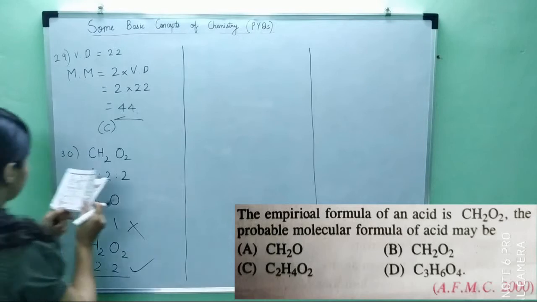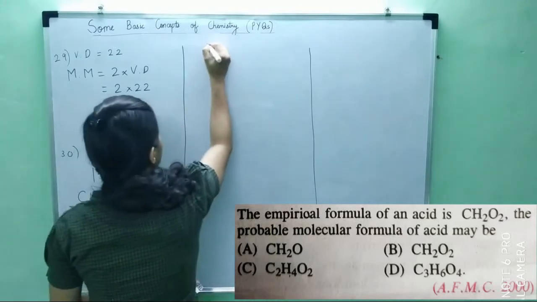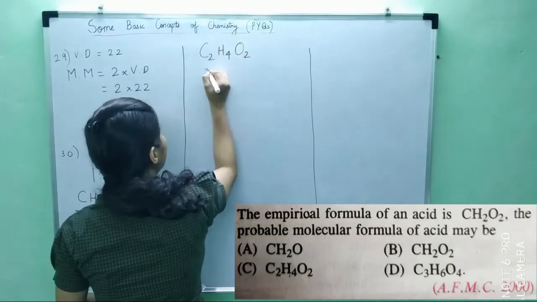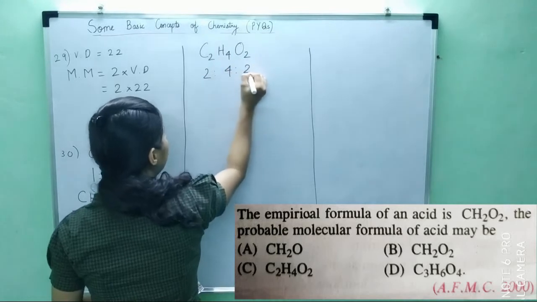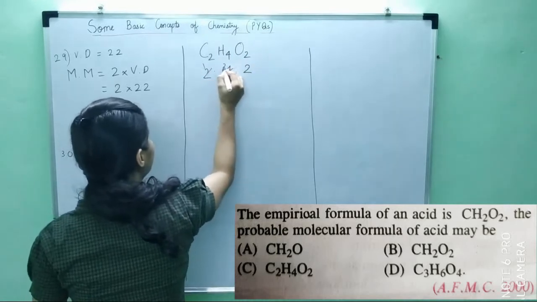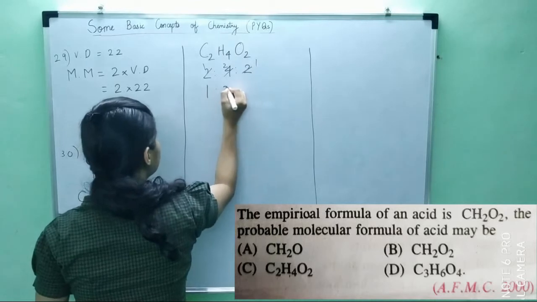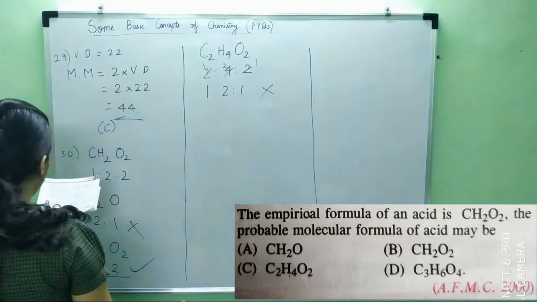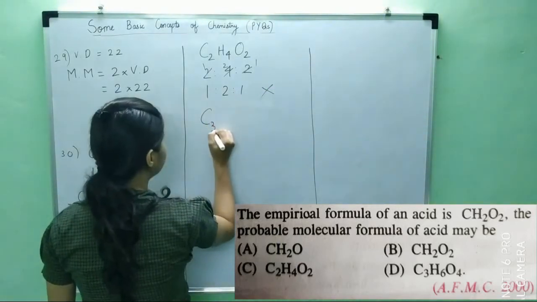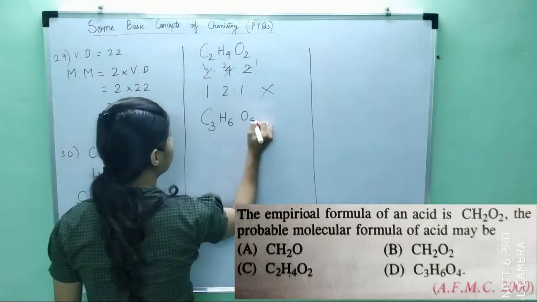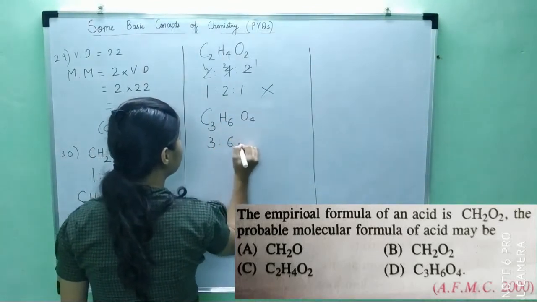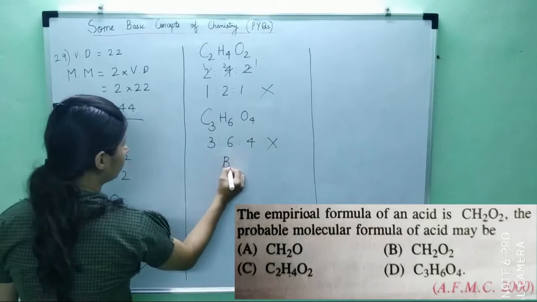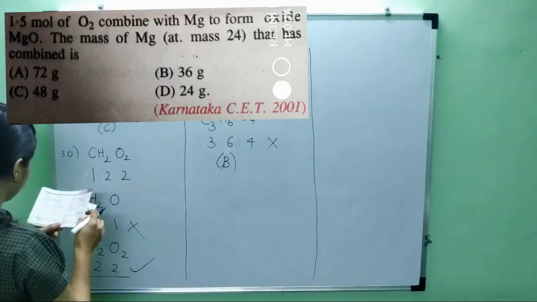Let's look at the other options also. C2H4O2. Now this is what? 2 is to 4 is to 2. If I take a simplified ratio, this comes out to be 1, this 2, and this is 1. So this is 1 is to 2 is to 1. This is not equal to 1 is to 2 is to 2. This is also not the option. And last is C3H6O4. So this is what? 3 is to 6 is to 4. I cannot divide this further, but this is also not the option. So the correct option is what? Option B.